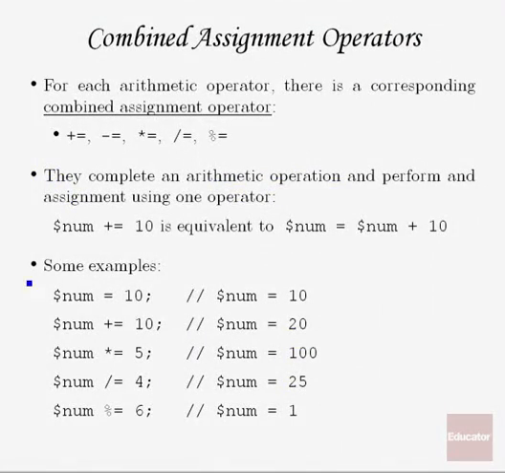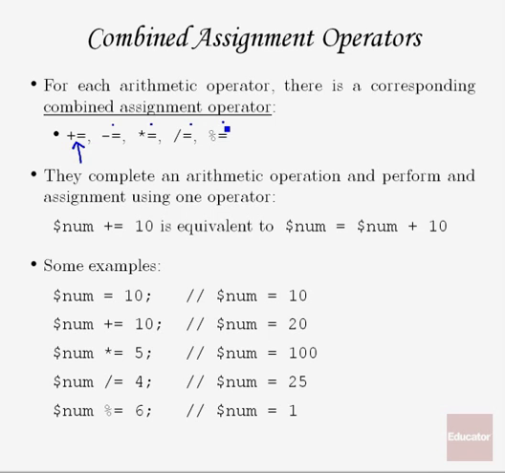There's also what are known as combined assignment operators, and they're kind of like what we just saw with the increment operator. PHP has them for each of the different arithmetic functions. So they each have a corresponding combined assignment operator. For example, the addition combined assignment operator is a plus followed by an equal sign. This is the one for subtraction, multiplication, division, and modulus.